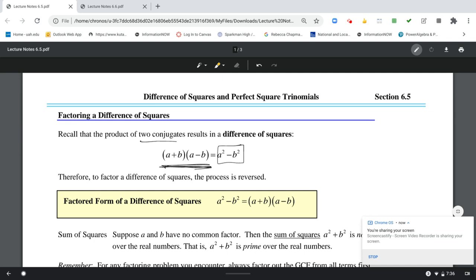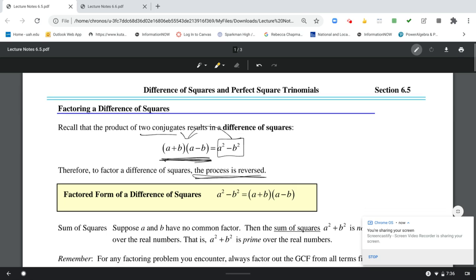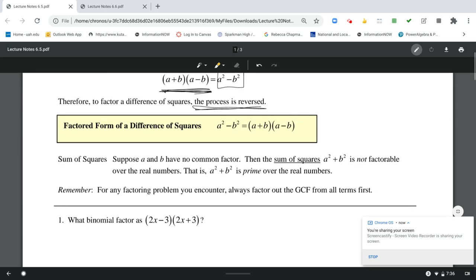Now, what we're going to do is go backwards. We're going to take what's in the box and break it up into its binomial factors. So we're going to reverse that process. Okay. Now, the factored form of a difference of squares, remember this is a subtraction of two squared terms, equals the conjugates of those terms once you square them.